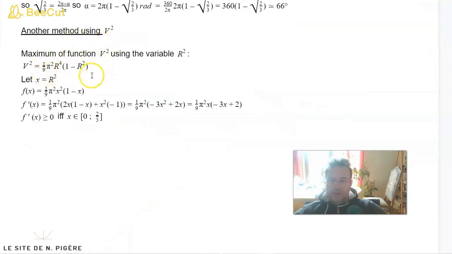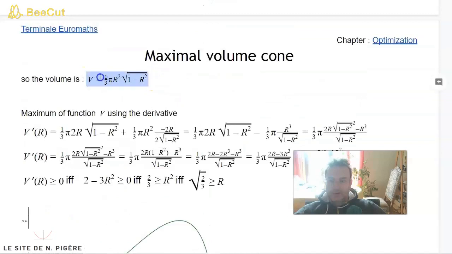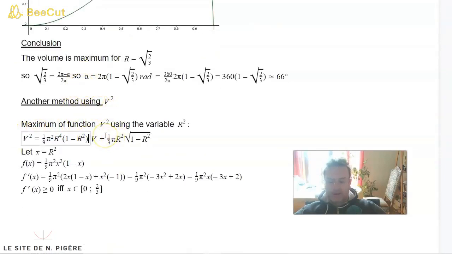So the point is, when we have this function v, we are a little bothered by the square root, and we can get rid of it just by taking the square of v and everything here. So when we square this, we get v squared is equal to 1 over 9. Let's compare with this original function.